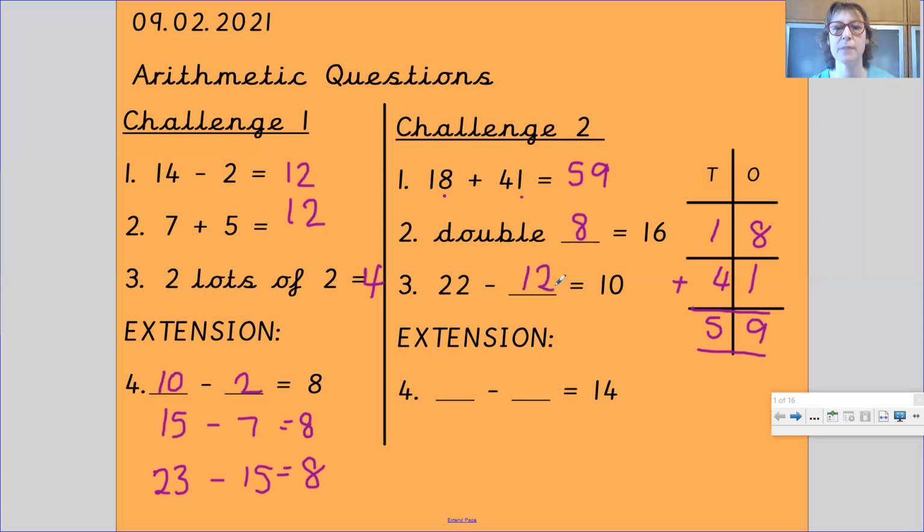And what I'm going to do is I'm just going to check that through. So if I start with 22 and I take away my 2, I will get to 20. And if I then take away my 10, 20 take away 10 will give me 10. So that is correct.